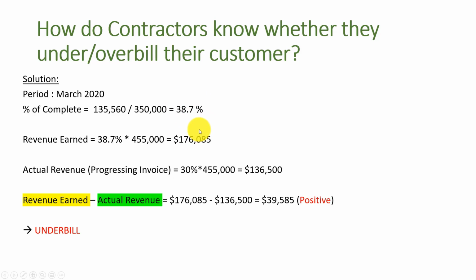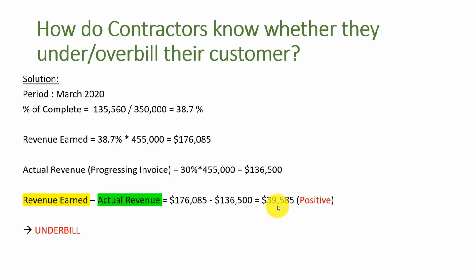So we are thinking at this period we should have completed about 38%, this much. Okay, and with this 38.7%, we should have earned roughly about $176,000. However, when we progress invoice our client at 30%, it comes out to be about $136K. So this is the amount we're supposed to get minus the amount that we got. We're going to come up with about $39,000. It is a positive number. So because it's a positive number, we actually underbilled our client.